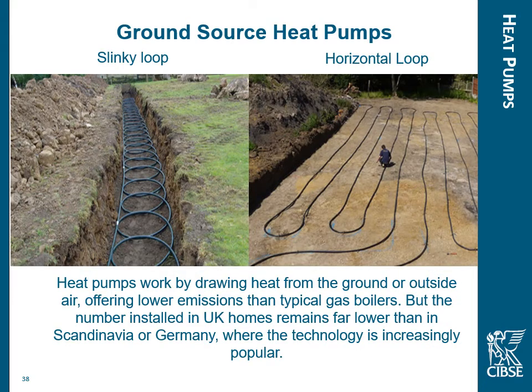Now, one of the drawbacks with ground source is we need quite a lot of ground. We can see on the left the slinky loop method: if we have a smaller amount of ground, we can dig trenches. If we have a large amount of ground, though, we can dig out what we call a larger area and put in the horizontal loop there, as demonstrated on the right. But that tends to be more of a construction site project rather than a retrofit.